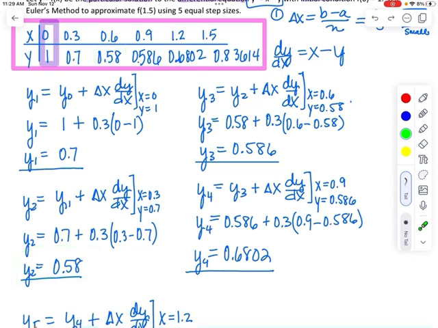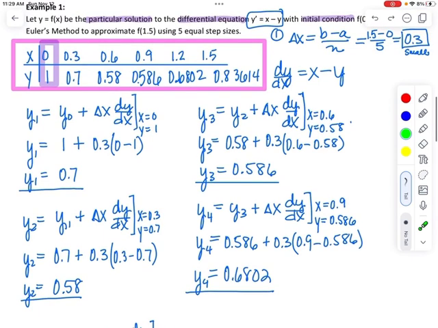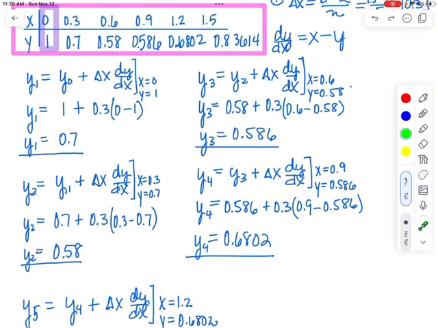So now we're at 0.6. Y sub 3 is y sub 2, which is 0.58, plus delta x, which is 0.3, times dy dx evaluated at 0.6. So it's 0.6 minus 0.58. You can see the values go from 0.7 to 0.58 to 0.586. It's kind of interesting. You almost don't expect it to go back up, but it goes up just a tiny bit, and then we get 0.586 here. Well, it's getting a little bit bigger. It didn't go down.